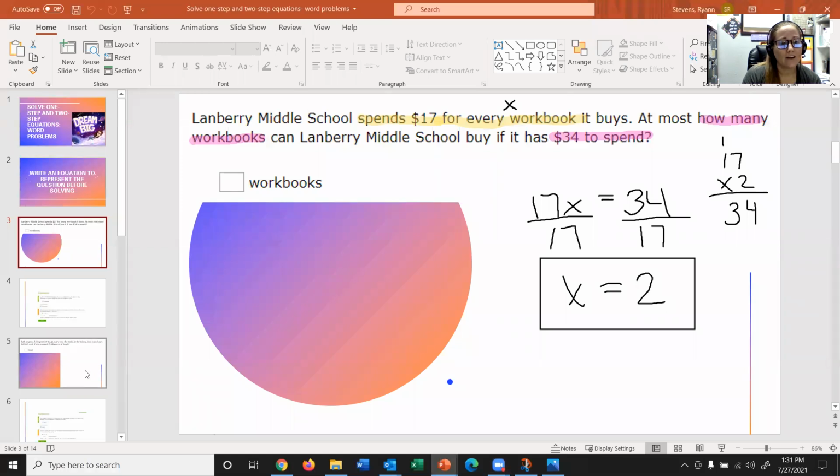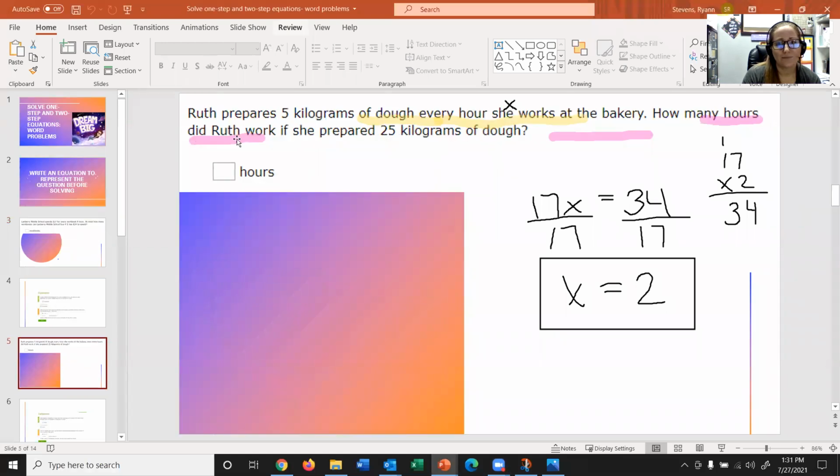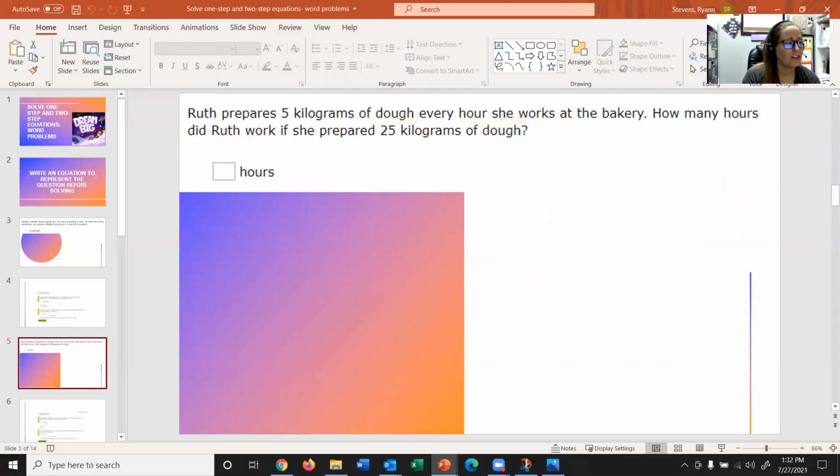So looking at another example here, we'll clear all that stuff off. We want to read this question again and try to figure out where our variable is going to go. Where are we going to plug in a variable to represent that quantity that can change? So this says Ruth prepares 5 kilograms of dough every hour she works at the bakery. How many hours did Ruth work if she prepared 25 kilograms of dough?